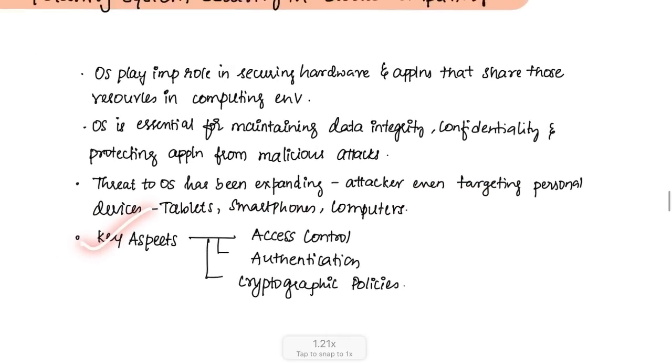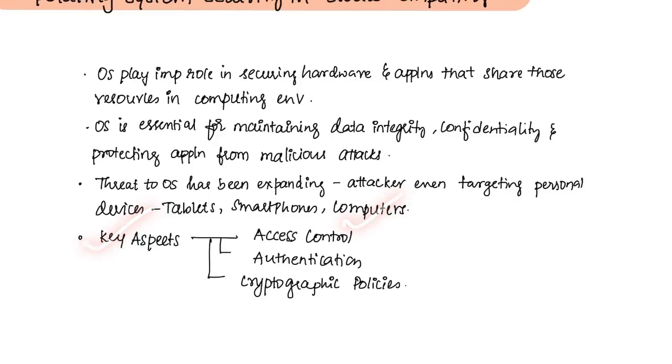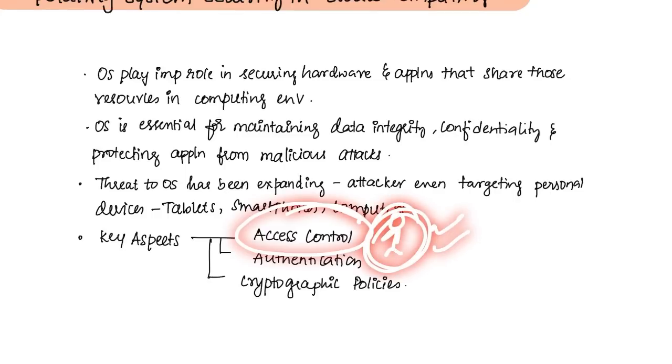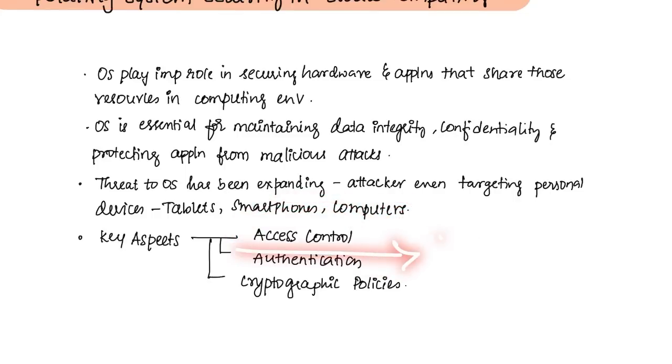So looking at the key aspects, first one we have is access control. So operating system controls the access to the system objects. So it will make sure that only those people who have the authority, or authorized people, can access the resources, especially the critical resources. Next, we have authentication. Authentication is checking the identity. So, like I should check your identity before giving you the access. So that's what authentication means.